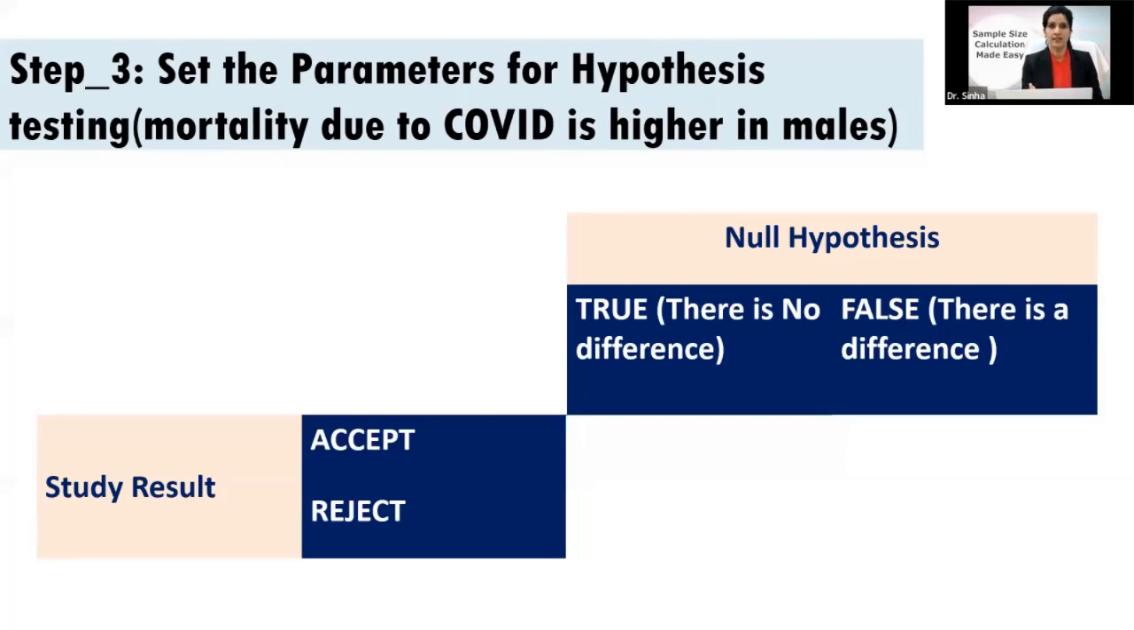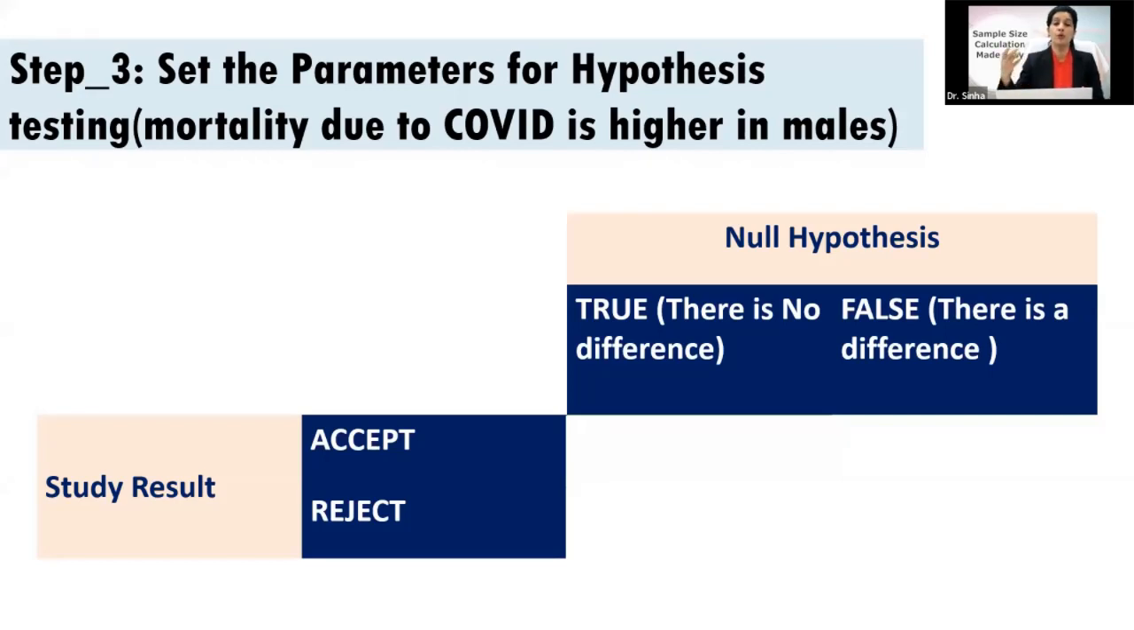In this case, the null hypothesis always says that there is no difference between the two groups. Like, if my hypothesis is that mortality due to COVID is higher in males as compared to females, I will compare the mortality in males and the mortality in females, and I am saying that mortality is high in males. So the null hypothesis would be that there is no difference.